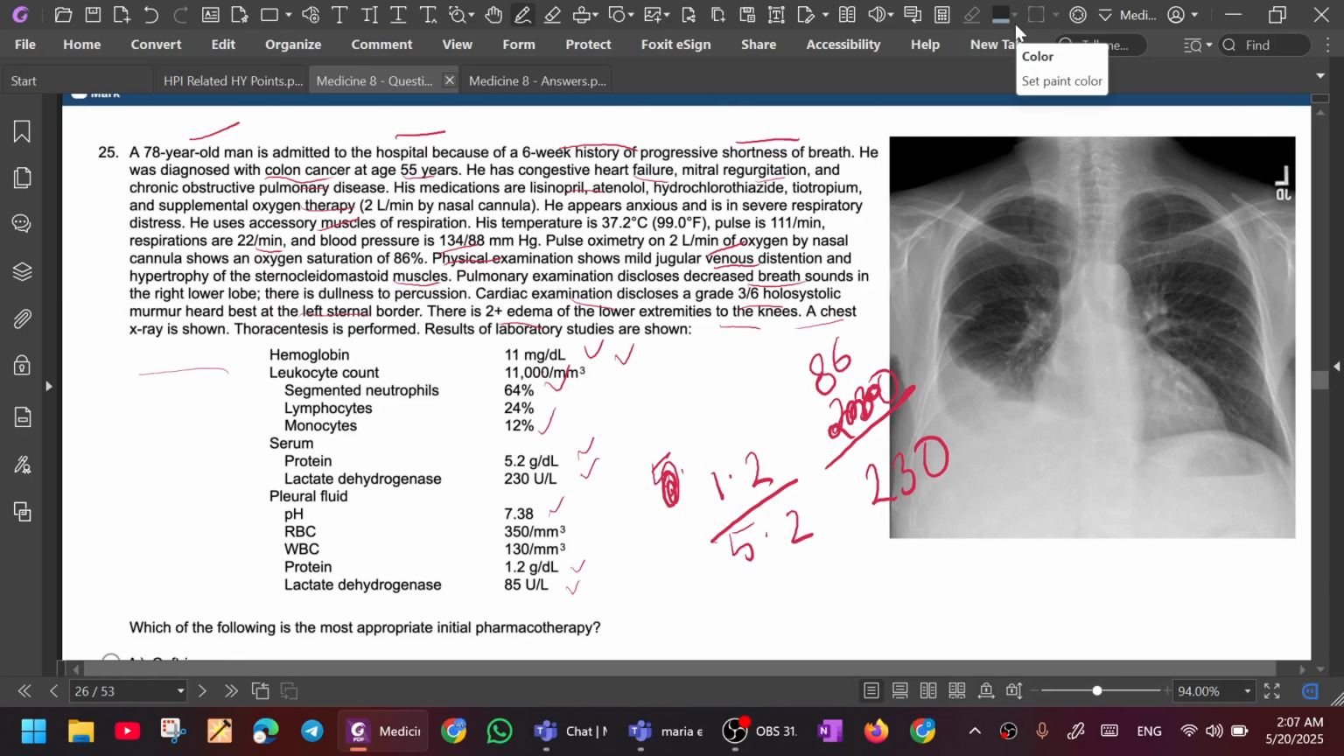What does he have? Pleural effusion seen on the X-ray, right-sided pleural effusion. So he has a bacterial pleural effusion. No, it's edema, and then not exudative. It's transudative.